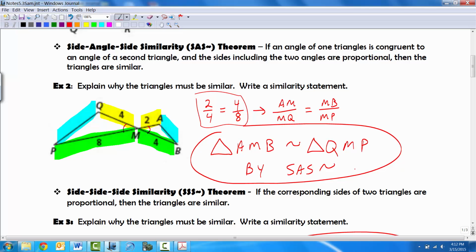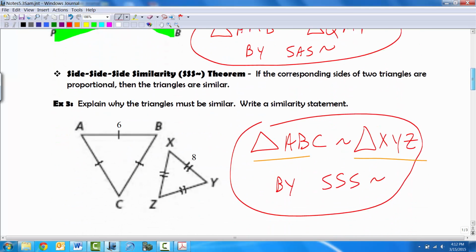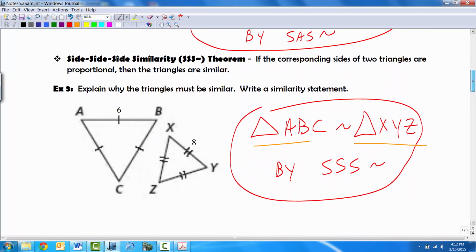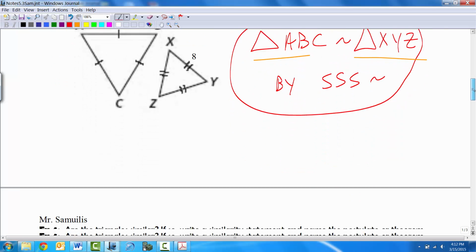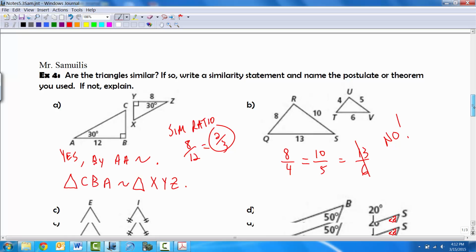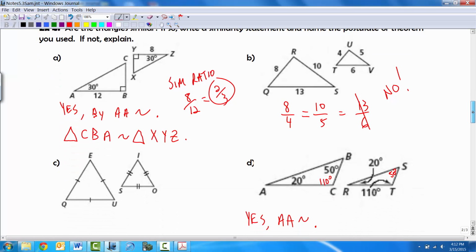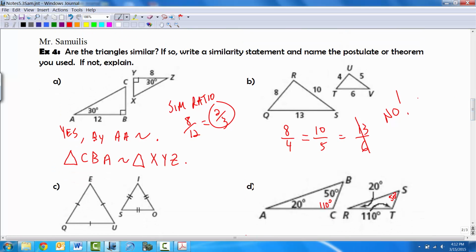Then what you could do, and you'll see later, I'll just wait till later, because again, I'm kind of real fast tracking this. And then side-side-side similarity, that is if I have two triangles where 3 sets of sides are equal, then the triangles must be similar. Not equal, I'm sorry, proportional, all right? Because we're dealing with non-congruent triangles. So I apologize for saying that. All right, and then looking at these, just a couple of examples.